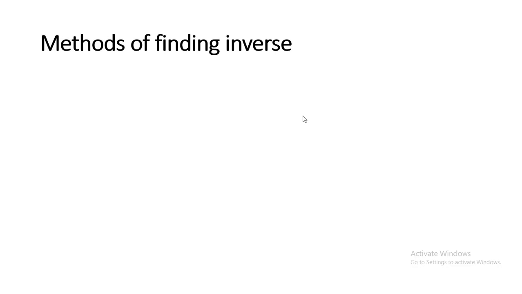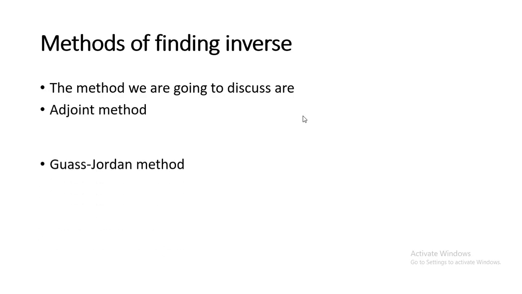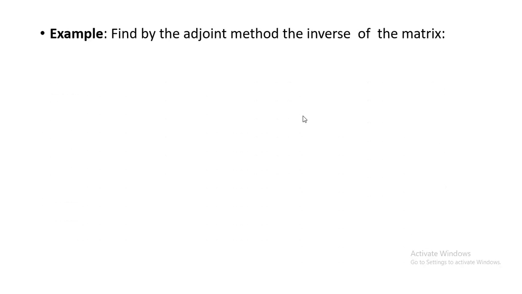Okay, now the methods of finding inverses. The methods we are going to discuss are the adjoint method and the Gauss-Jordan method. These are the two methods we will discuss, how to find inverses using them. First of all, we will learn how to find the inverse of a matrix by the adjoint method.